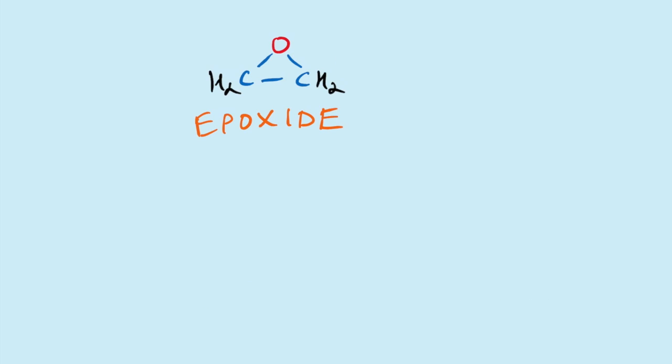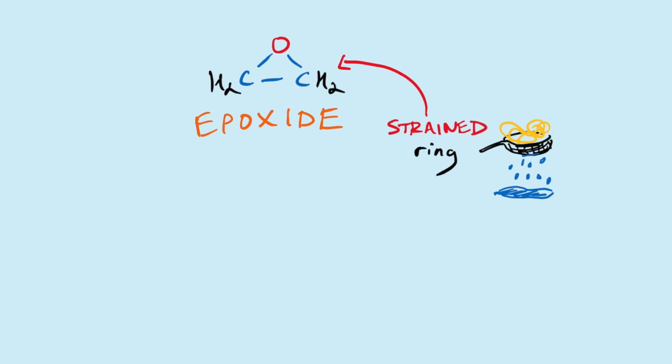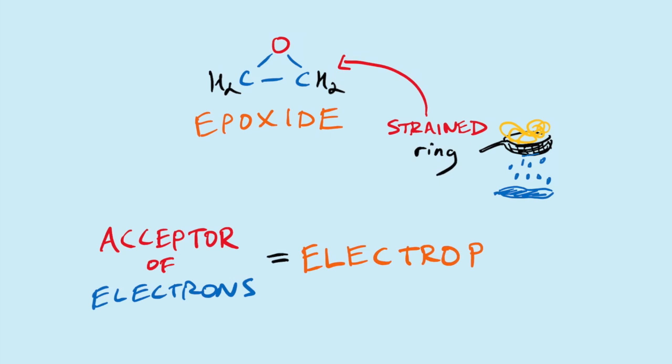Epoxides are small cyclic ethers that are strained into small 3-member rings, making them more reactive. They are great electron acceptors, also known as electrophiles, and are commonly used in the synthesis of molecules.